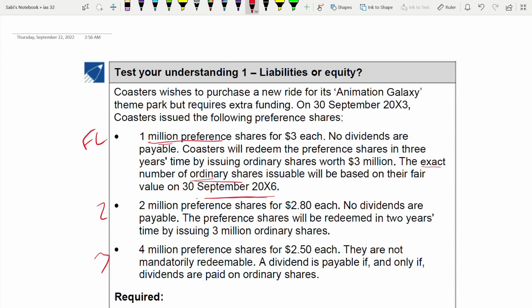Coming to the next, the 2 million preference shares for 2.8, no dividends are payable. Preference shares will be redeemed in 2 years' time by issuing 3 million ordinary shares. How are you going to redeem this? By issuing 3 million ordinary shares. This time, it is an equity instrument. How? Because you have a fixed number of shares. It's 3 million shares. This is fixed.